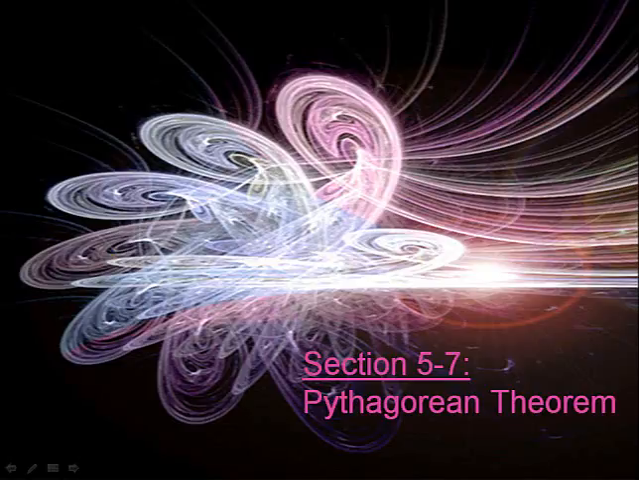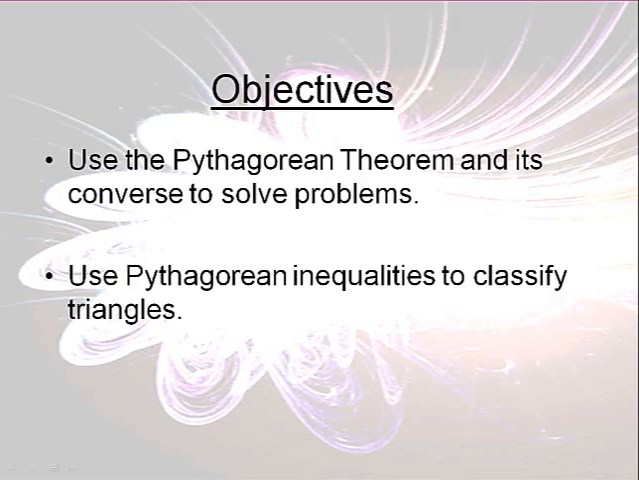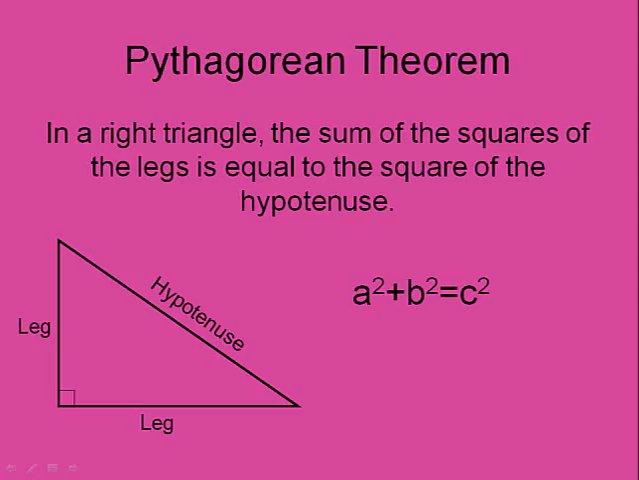Section 5-7, the Pythagorean theorem. The objective of this lesson will be to use the Pythagorean theorem and its converse to solve problems, and to use the Pythagorean inequalities to classify triangles. Now you're all familiar with the Pythagorean theorem, and here it says in a right triangle the sum of the squares of the legs is equal to the square of the hypotenuse.